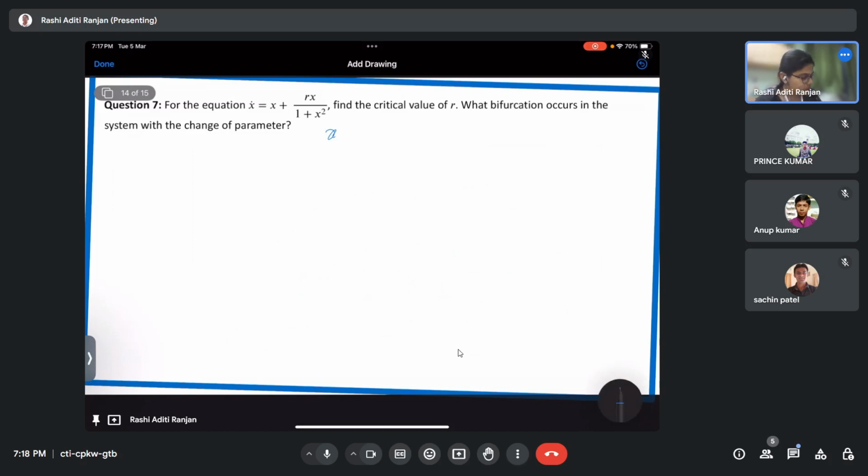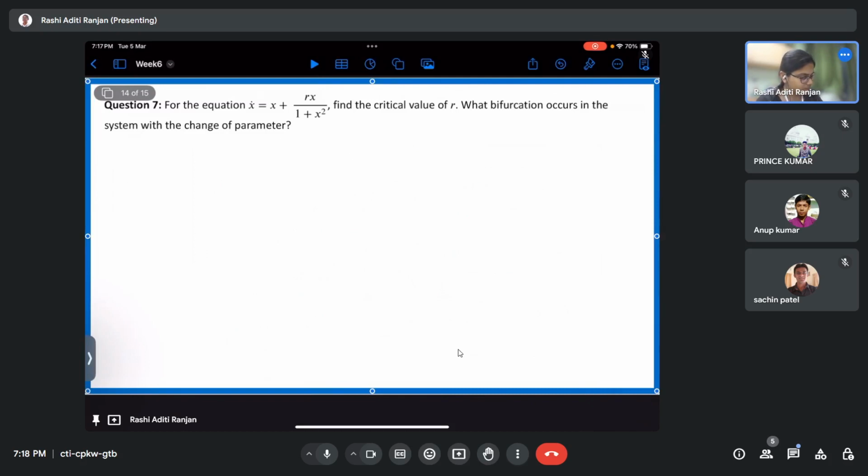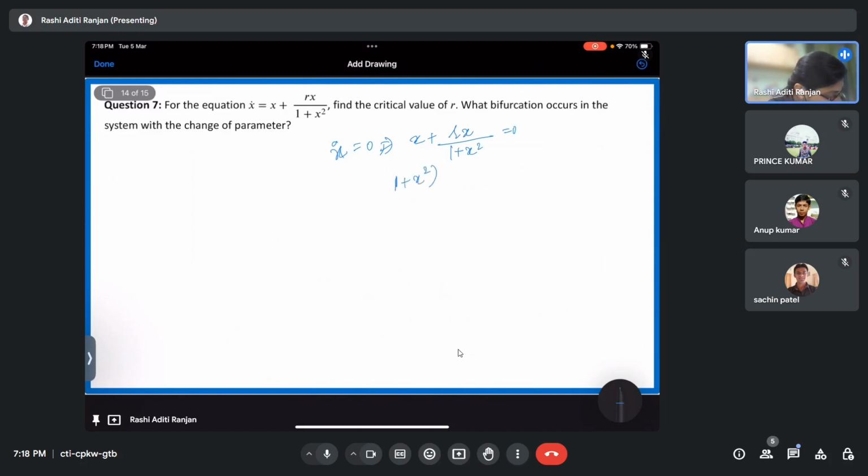So I have x dot equals 0. It is going to give me my fixed points. So I have x plus rx by 1 plus x square equals 0. What would I do? I'll multiply it. I'll write it like 1 plus x square into x plus rx equals 0. I'll take x as common, so I'll have x times (1 plus x square plus r) equals 0. Okay, so I'll have three fixed points. One is going to be 0 and the other two, from here I'll get, isn't it? These are going to be my fixed points.